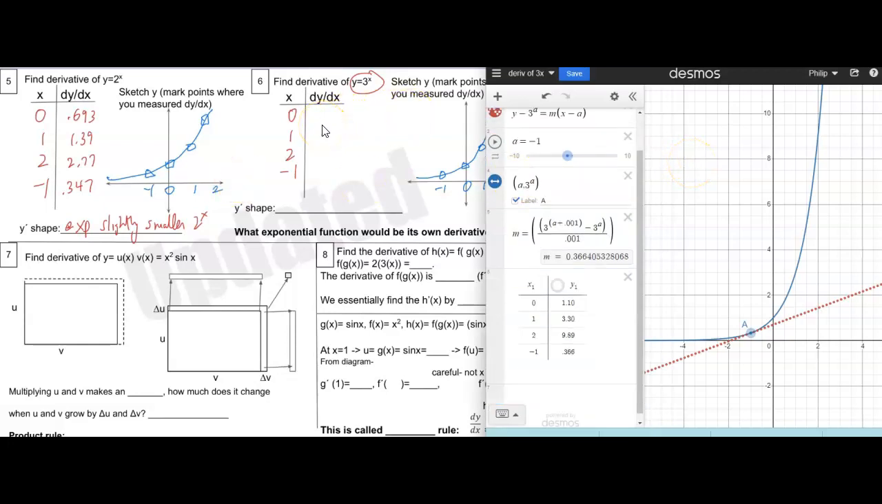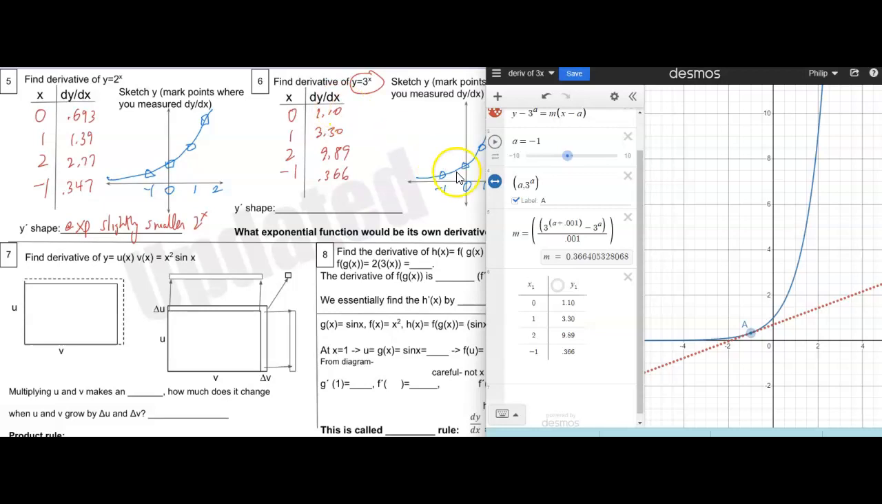into this table here. Okay, so for 0, the value is 1.10. For 1, the value is 3.30. For 2, the value is 9.89. For -1, you can see the value is 0.366. And if you compare between the two, you can see that the values are much higher, right?